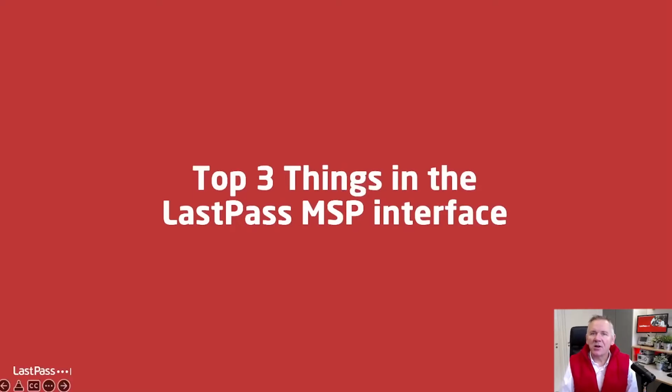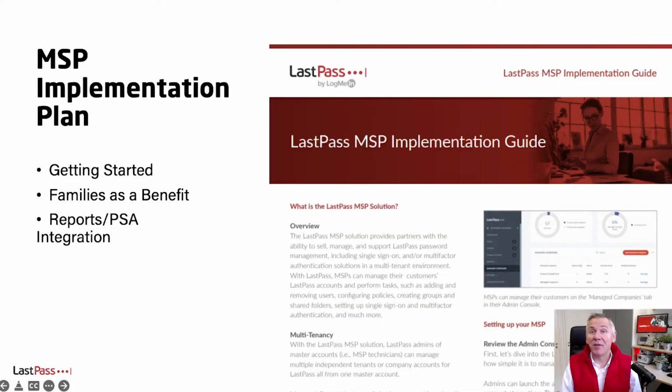At this point, let's talk about the actual LastPass MSP interface, focusing on the top 3 things you need to know. This includes adding a managed company, role-based access, and LastPass policies. I would recommend getting acquainted with these 3 functions early in your LastPass onboarding journey. The best place to get started is to have a thorough read of the LastPass MSP implementation guide. This is a 6-page PDF document that explains how to set up, configure, and manage your MSP account. It also provides lots of pointers to step-by-step setup instructions.